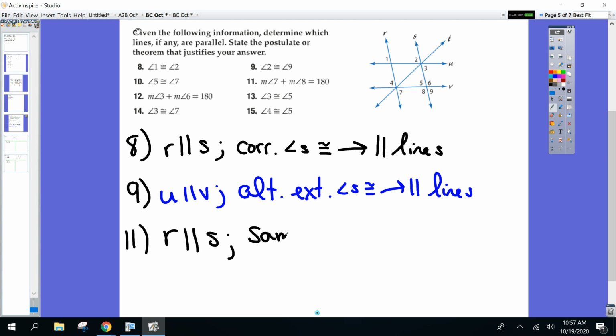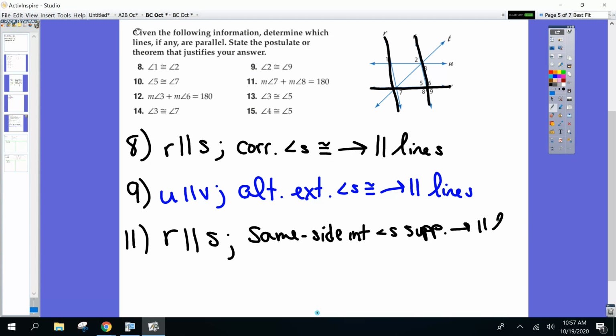Same side interior. And I know some of you may like to call it consecutive interior. That's fine too. 7 and 8. Ready? Our parallel lines are R and S, right? They're inside on the same transversal, V. Good? Same side interior angles. Now I'm not going to put congruent. What do I need to write? Supplementary. They're not congruent. Same side interior angles supplementary imply parallel lines.